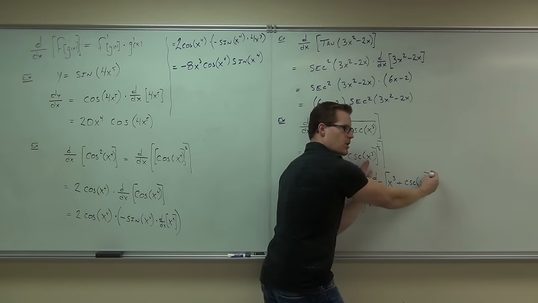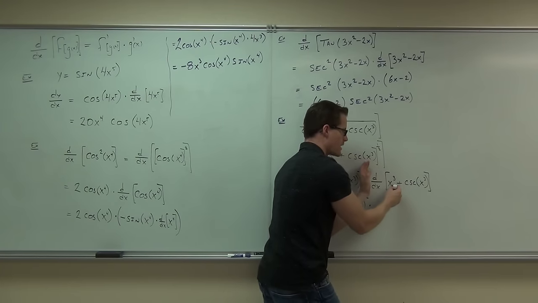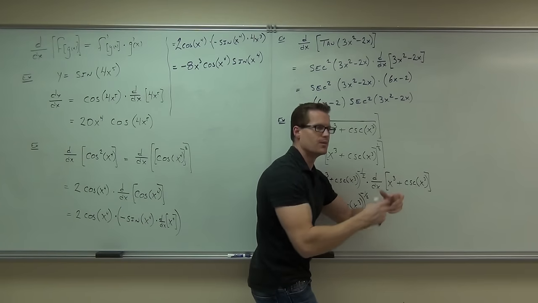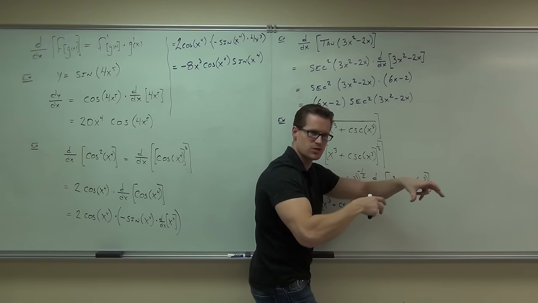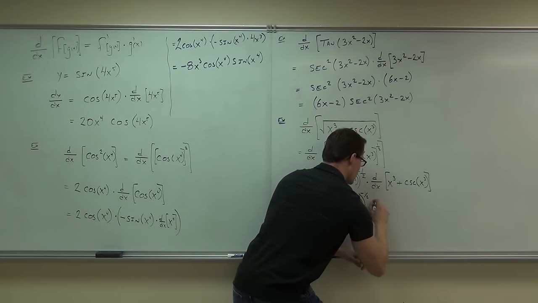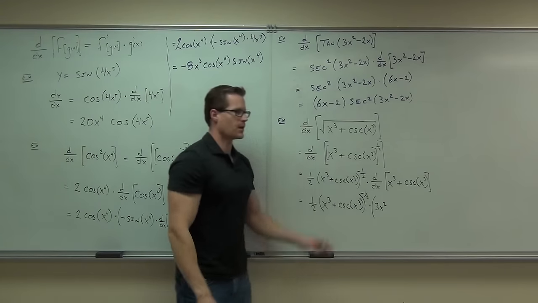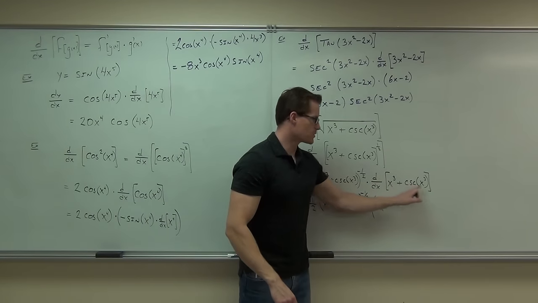So when you get this little piece, this should be a problem within a problem. Now you look at this, you go, how do I take the derivative of x cubed? No problem, it's being added. Remember, derivatives are separable by addition and subtraction. That's okay. So I just take this and go, oh yeah, I do 3x squared. Not a problem. That's fine. Can I take the derivative of cosecant x cubed?